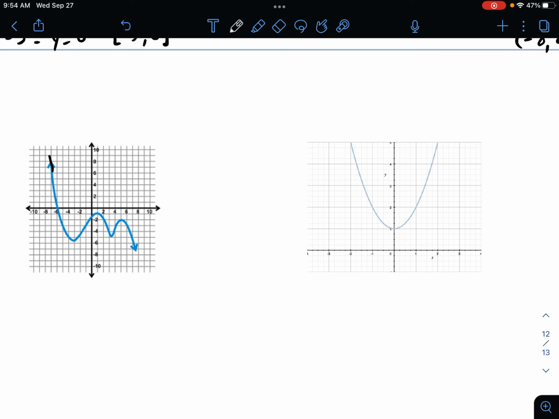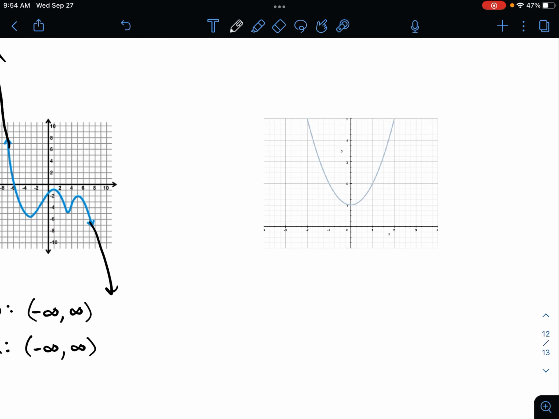For this first one here, if we notice, this graph goes up and left forever and down and right forever. So our domain is going to be all real numbers because it never stops going left and right. And the same thing is true with the range because it never stops going up and down forever. So we get all real numbers for both.